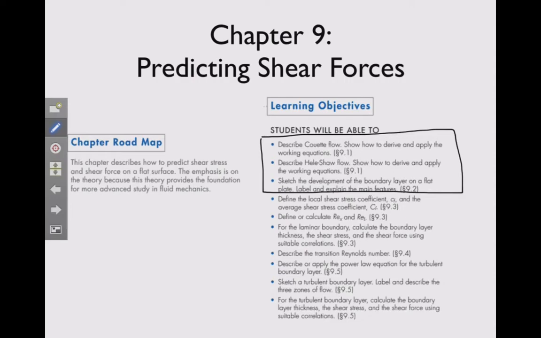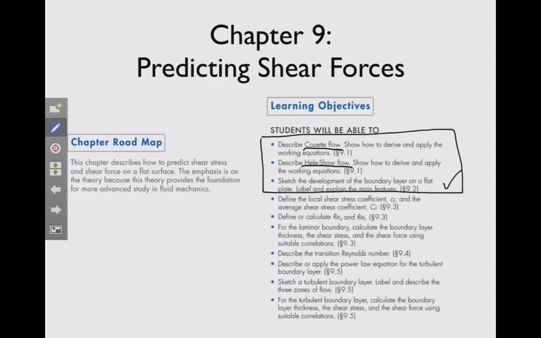We're going to concentrate on uniform laminar flow, and we're going to describe both Couette flow, which we've talked about briefly before, which is one moving plate over another with some fluid in between. And then we're going to talk about Hagen-Poiseuille-type flow, which is similar, but it actually has two plates that are stationary and a fluid moving in between them. And that will fold in nicely into sketching out what the boundary layer looks like on a flat plate, and we will explain the main regions of that.